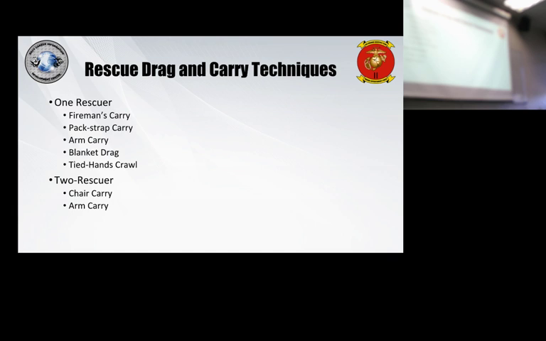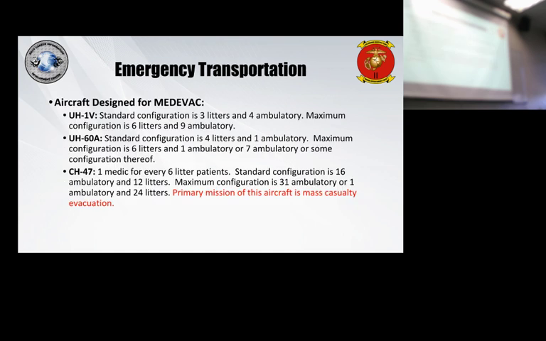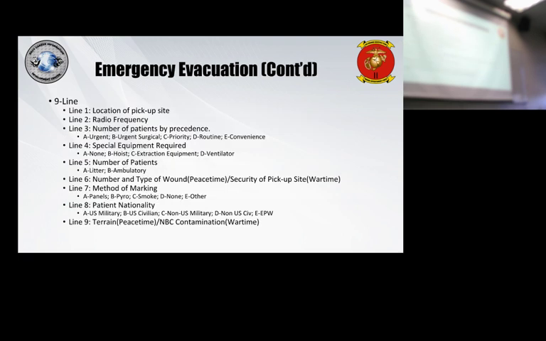Next. So you have your Huey, you have your Black Hawk, and then you have your Chinook. Basically all you have to know is litters and ambulatory, and then the Chinook's primary mission is for evacuation. Just know the litters. Next. 9-line. I feel like that's more just a green side thing. I don't really remember seeing too many 9-lines on the actual exam.